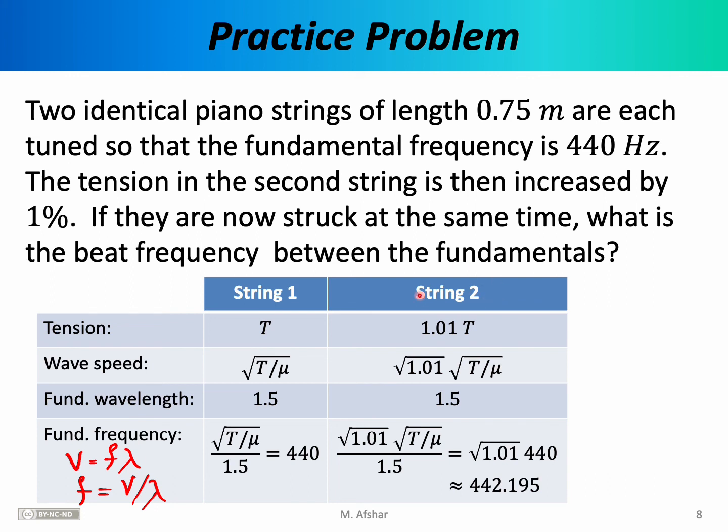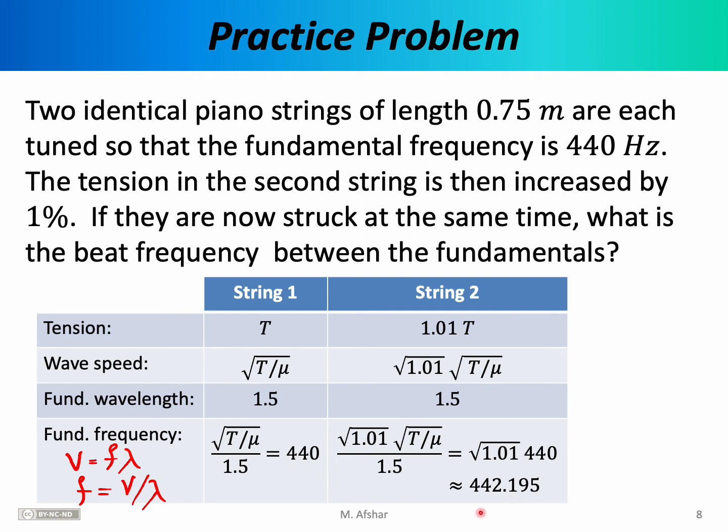What about string 2? Well, for string 2, the fundamental frequency is going to be its wave speed divided by its fundamental wavelength. So we have the square root of 1.01 times the square root of T over mu divided by 1.5. Now, we don't exactly know what tension and mu are, but we do know that the square root of T over mu divided by 1.5 is equal to 440 Hertz. So we can substitute that in, and then we're left with the square root of 1.01 times 440. Putting this into your calculator, you find that the fundamental frequency of string 2 is going to be 442.195 Hertz. The question now is, what is the beat frequency that we hear?